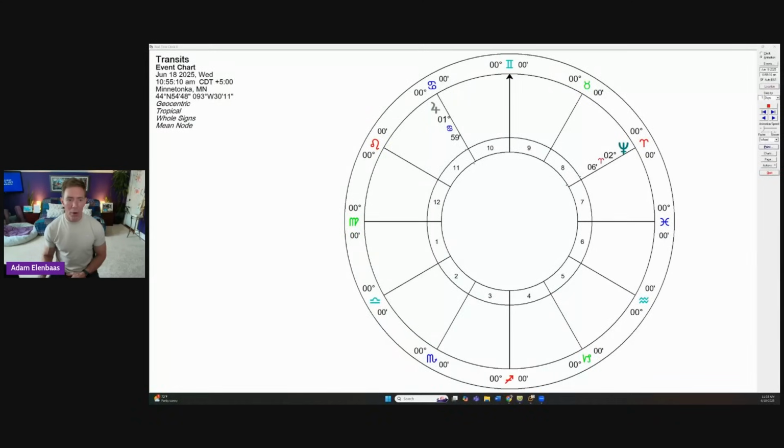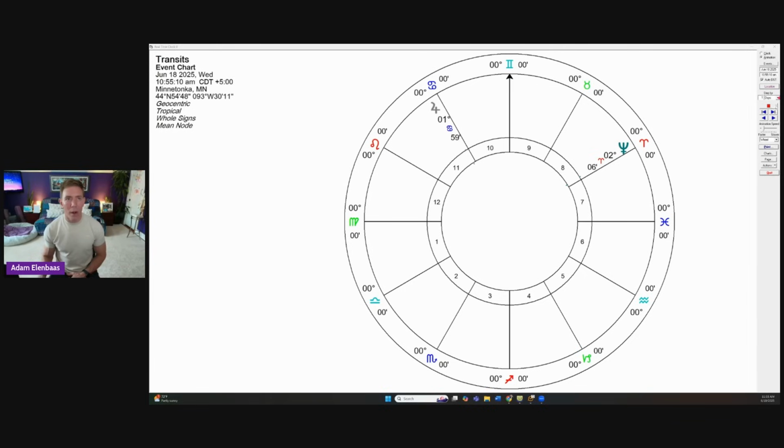So, all right, on that note, let us turn our attention to the real-time clock, and I am going to show you the transit at hand first. So what we are working with today, Wednesday, June 18th, is the applying square between Jupiter in Cancer and Neptune in the sign of Aries.